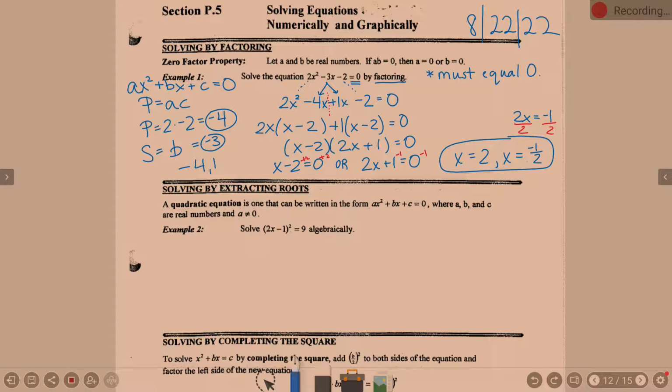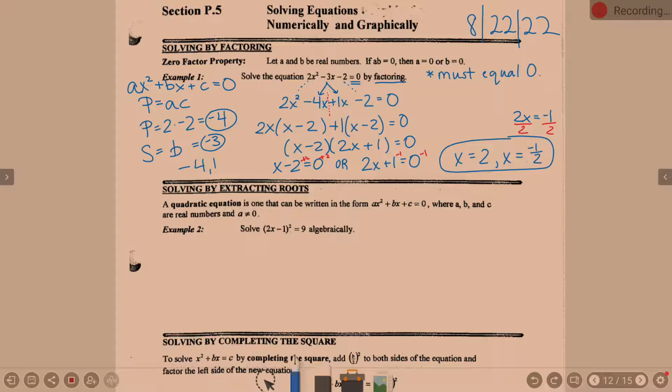Okay. This next one, the name is probably going to sound unusual, but I promise you've done this before. Okay? Solving by extracting roots. I don't feel like we usually call it that. A quadratic equation, okay, this is just kind of a reminder, written in the form ax squared plus bx plus c equals 0, can be at least. But we're looking at slightly different forms.